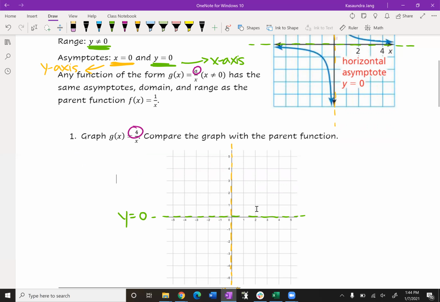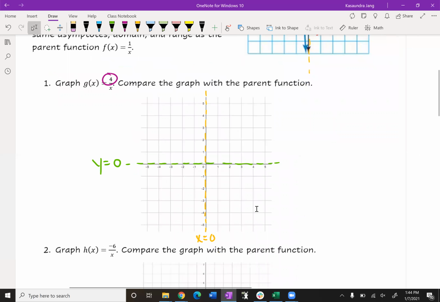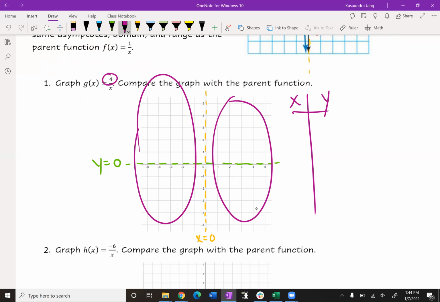Let's hit some specific points though. I'm gonna make a little XY chart. All right, so I'm gonna pick some numbers to the right of the asymptote, like some positive numbers. I'm gonna pick some stuff to the left of the asymptote, like some negative numbers. See if I can get the shape here.